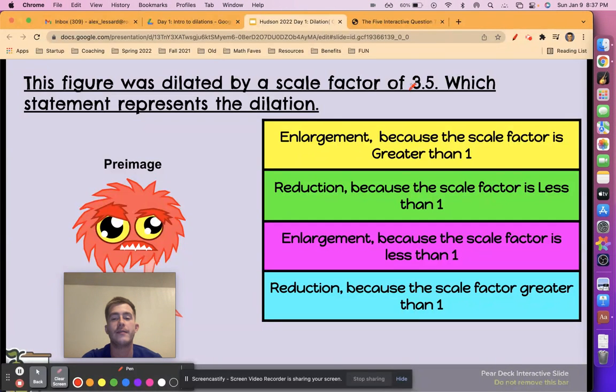All right, and 3.5, that's getting bigger for sure. If I multiply times 3.5, that is an enlargement. So I'm choosing between yellow or pink. And 3.5 is definitely greater than 1. So yellow was the correct answer there.